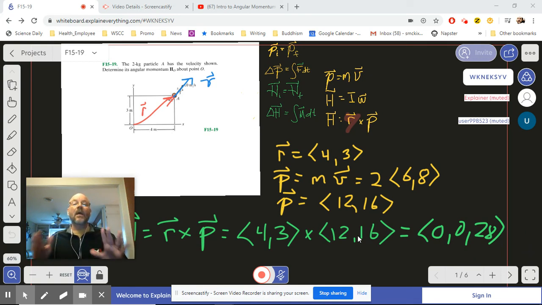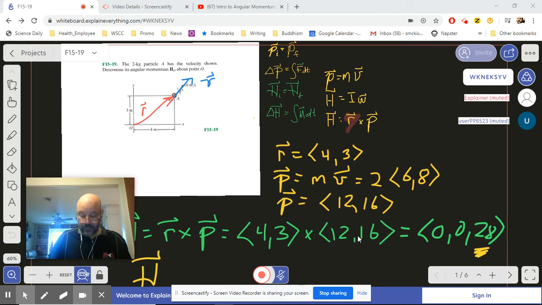Okay. So r, you want to put in as 4, 3, 0, and p, you want to put that one in as 12, 16, 0. Okay. And you can see right there immediately that we only have a z component in our angular momentum. So we might want to write it like this, 28.